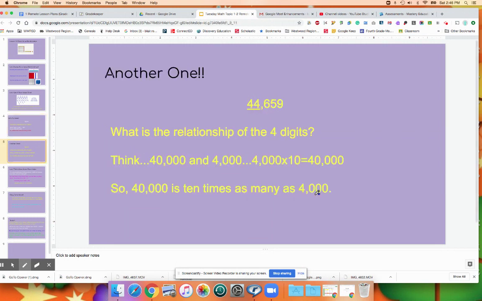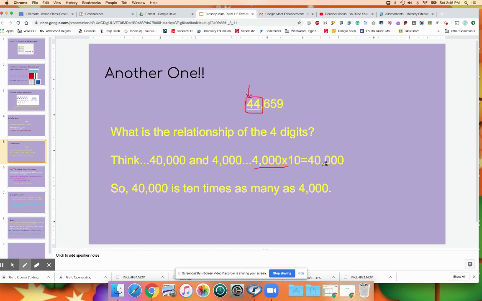Okay, let's try another one. So here I have 44,659, and they're asking me what is the relationship of the 4 digits, right? So I only have to look at these, and I have to think about their value. I know the first 4, the value is 40,000. And I know the second one, the value is 4,000. I know if I multiply 4,000 by 10, I get 40,000.